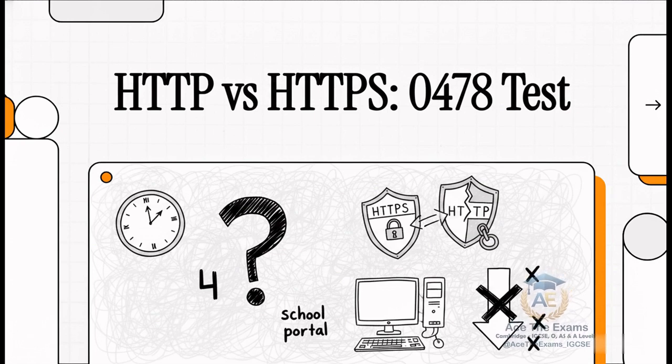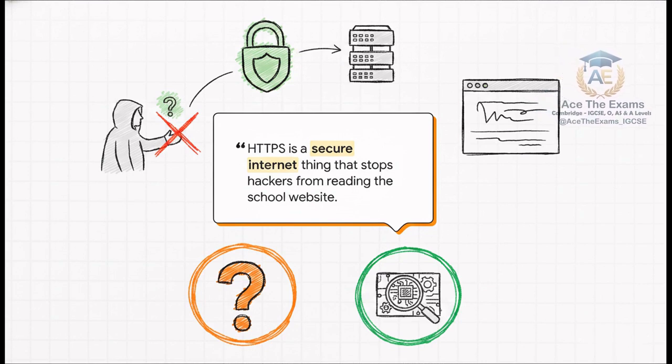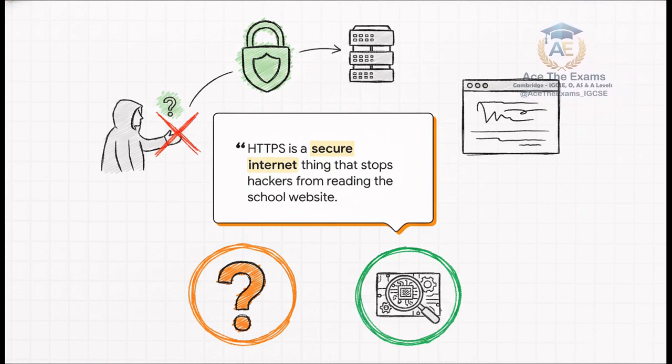But here's the harsh reality. What you don't realize is that you just lost every single mark. Take a look at this incredibly common answer. "HTTPS is a secure internet thing that stops hackers from reading the school website." This is the ultimate "I kinda know this, but my mind is totally blank" exam response. And to a normal person on the street, this feels completely true. It sounds right. But in the strict reality of the Cambridge 0478 mark scheme, this answer scores a flat 0.